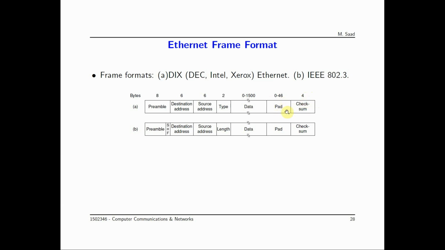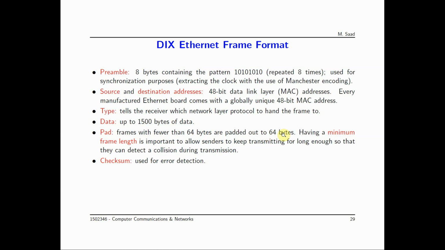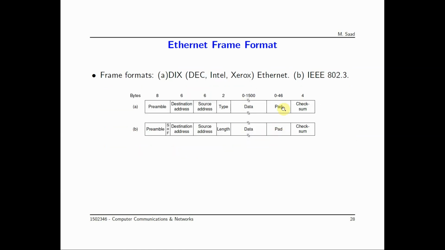And here we have something called pad, anything between 0 and 46 bytes. The purpose of this pad is to make sure that the whole frame is at least 64 bytes long. In the previous video, if you remember, we talked about collision detection: carrier sense multiple access with collision detection. If a station starts sending a frame, it will not stop sensing the channel. It will continue sensing the channel during the transmission of the frame, so that if a collision is detected in the middle of the frame, I don't have to finish the frame transmission. I stop in the middle of the frame.